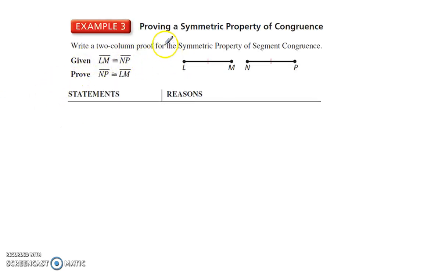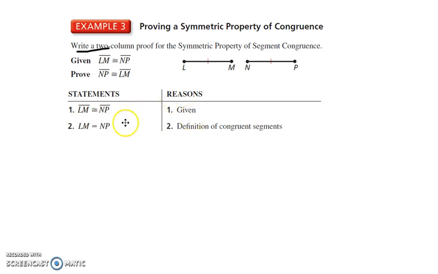All right, a two-column proof. Write a two-column proof for the symmetric property of segment congruence. We are given segment LM is congruent to NP. That's always the first thing we write down: what are we given? Then, you have to write this down in a proof, we know that if it's congruent, it is the same length. Why do we know that? Because that's the definition of congruent segments. So if you want to state that they are the same length, you need to write that according to its definition.